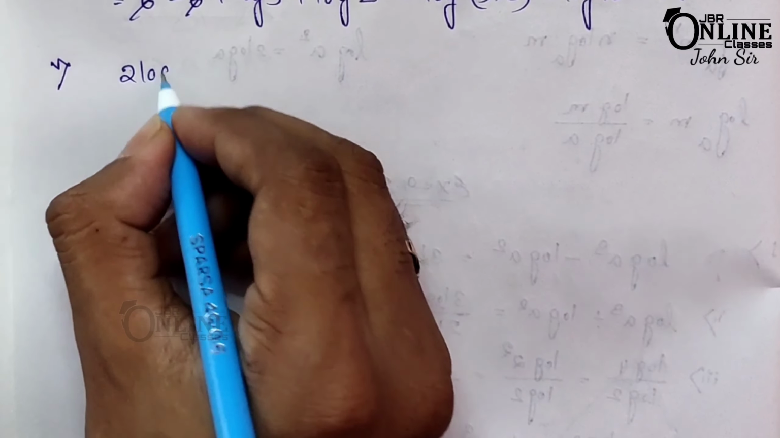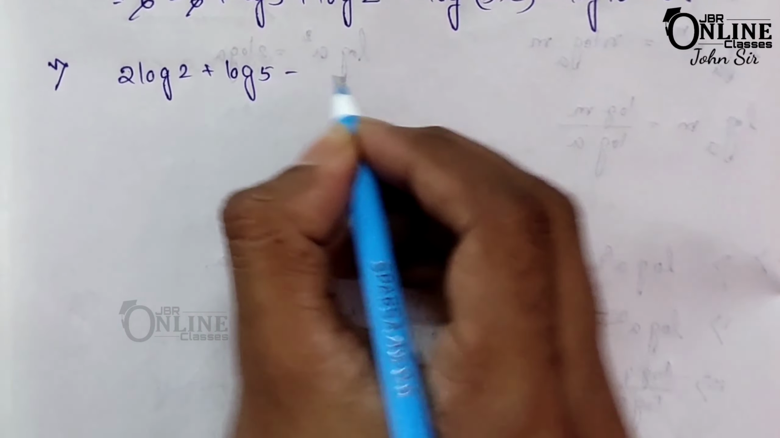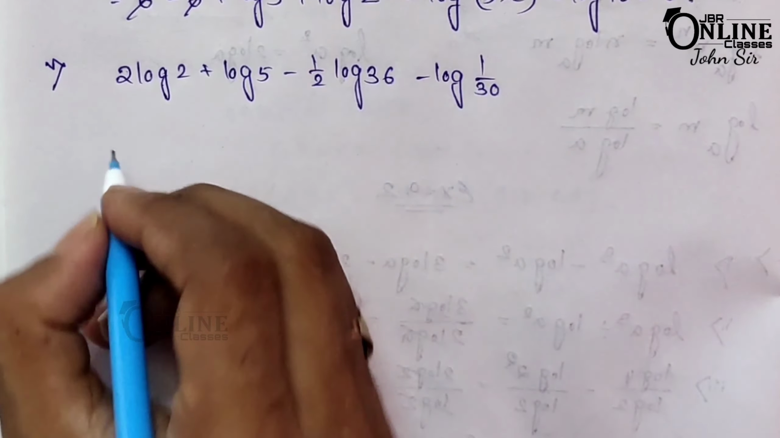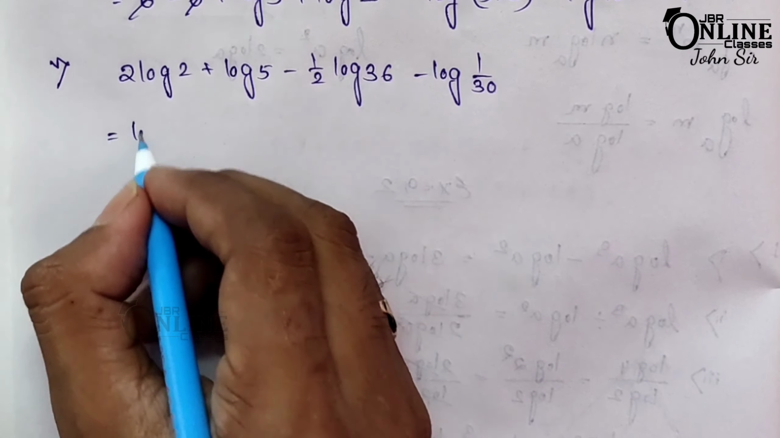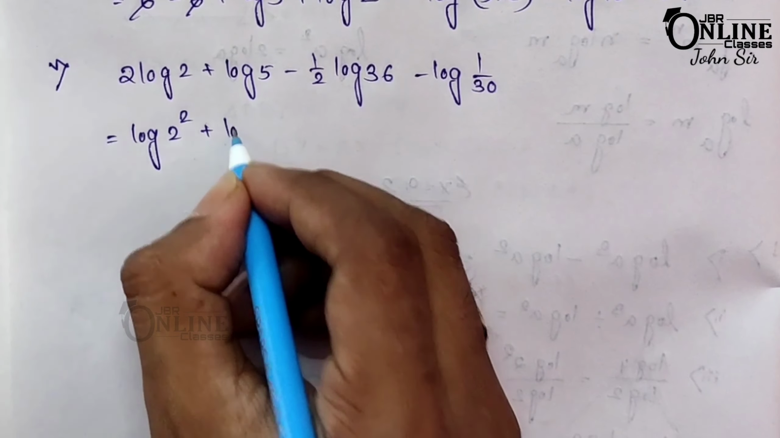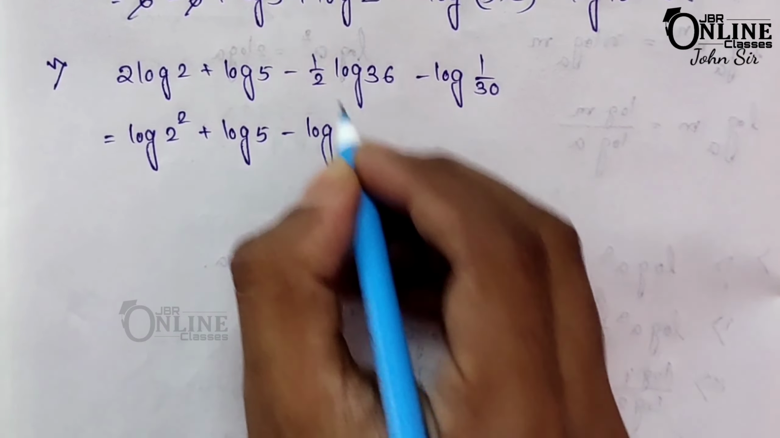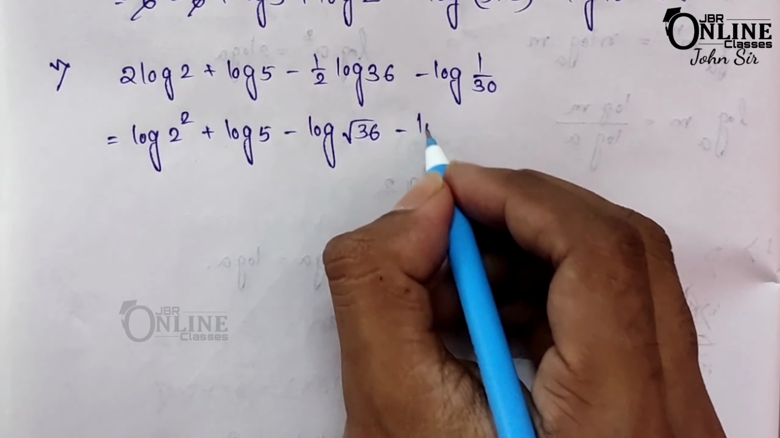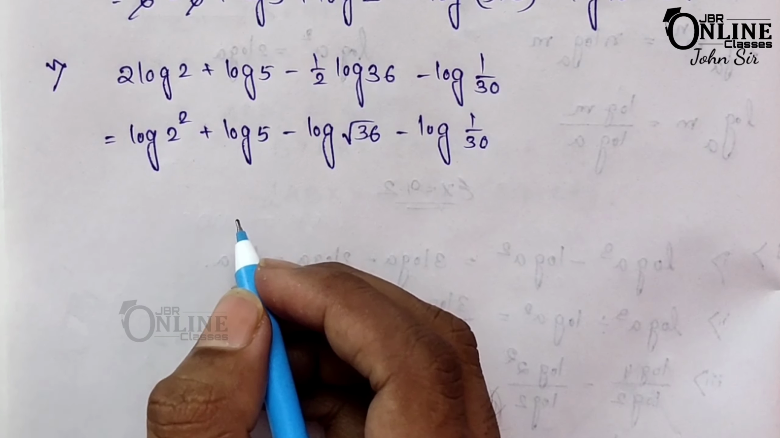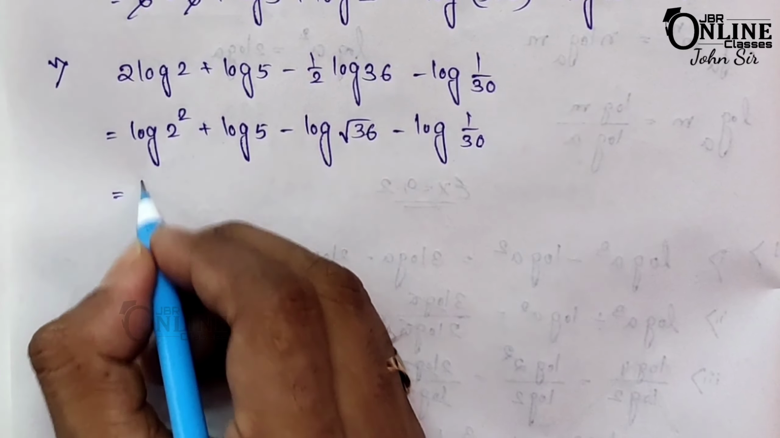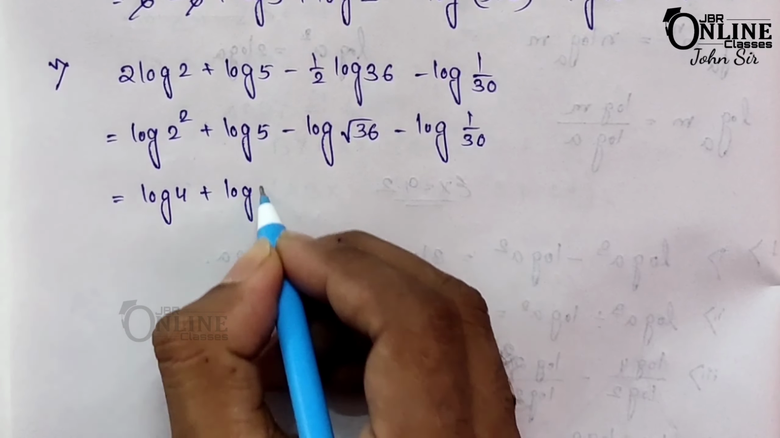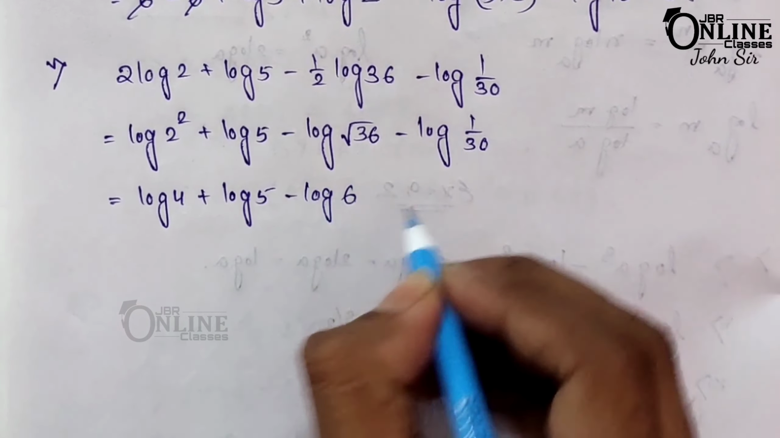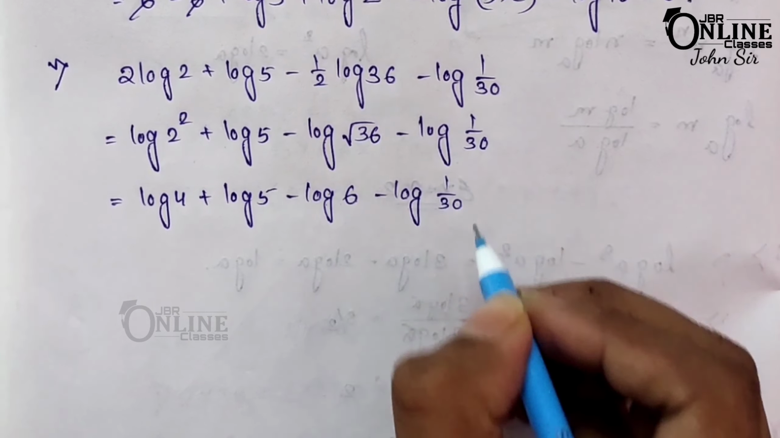Sum number 5: 2 log 2 plus log 5 minus half log 36 minus log 1 by 30. Now 2 log 2 means log 2 square. Next one log 5, then half log 36 means log root 36, and here log 1 by 30. The first one will be log 2 square, which means log 4, so log 4 plus log 5, and the second one, minus log 6, and minus log 1 by 30.